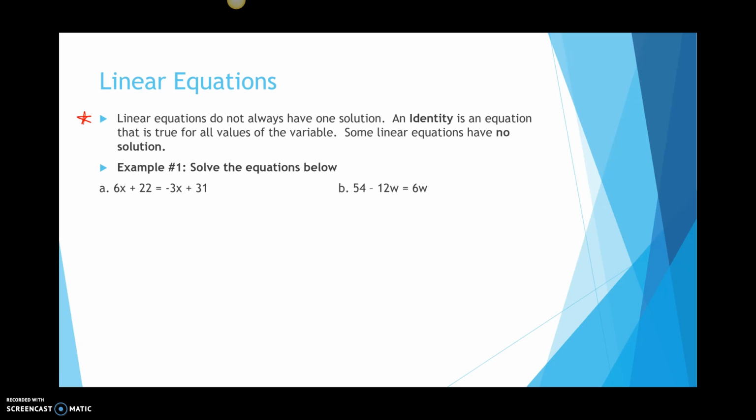An identity is an equation that is true for all values of the variable. When they talk about an identity, you might see something like 2 equals 2 on each side, they equal each other. So we would say that would be an identity. Or you could say all real numbers.